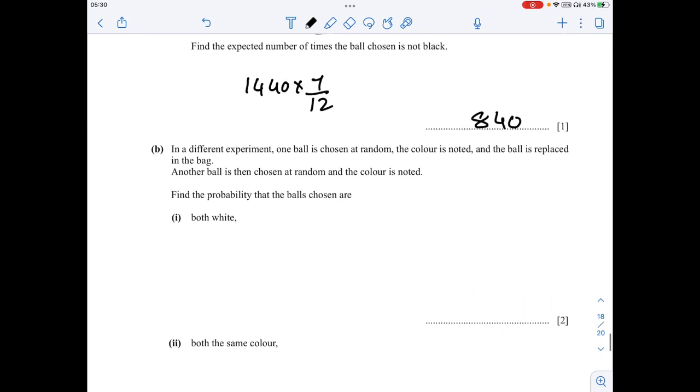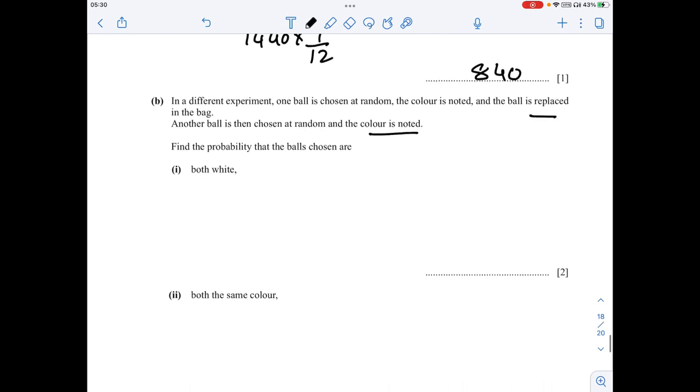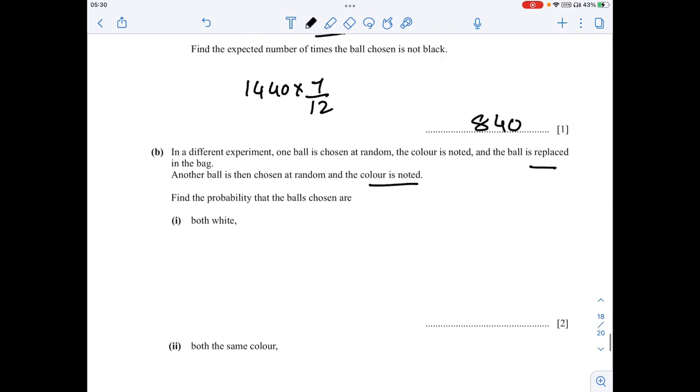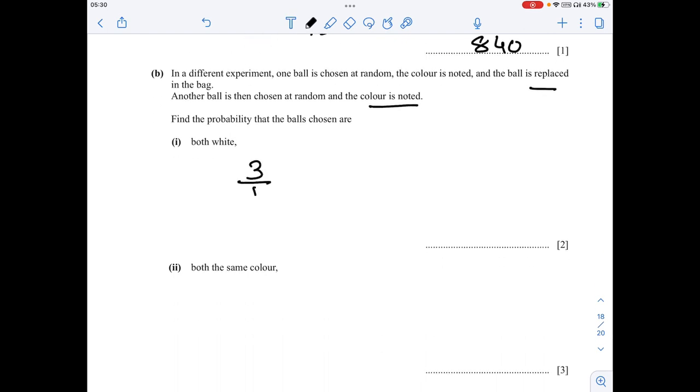In a different experiment, one ball is chosen at random. The color is noted and the ball is replaced. Another ball is then chosen at random and the color is noted. Find the probability that the balls chosen both are white. So how many white balls are there? 3. So first time it is 3 upon 12. As it is replaced, again it has to be 3 upon 12. So which is 1 upon 16.